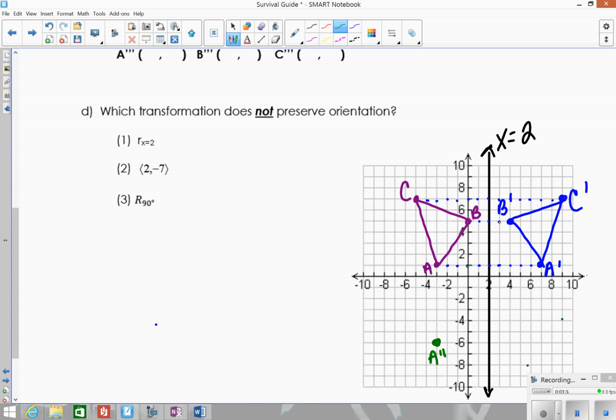Then left 10, and down 7. And then left 10 again, and down 7. So here's C double prime.